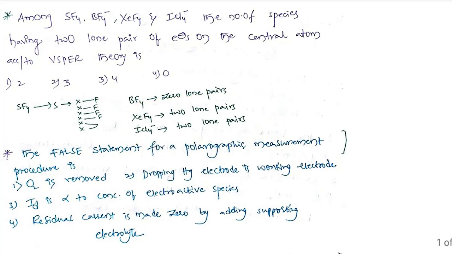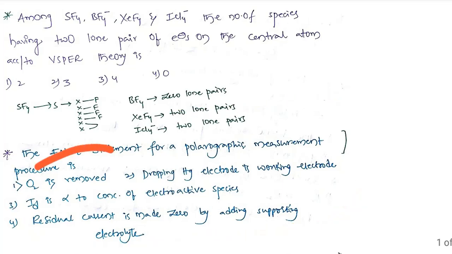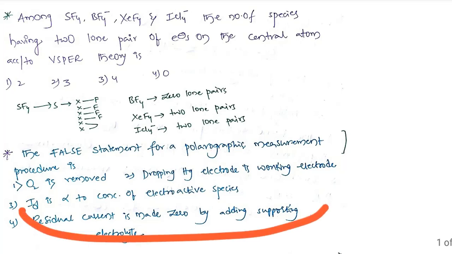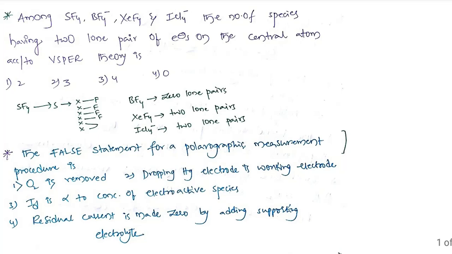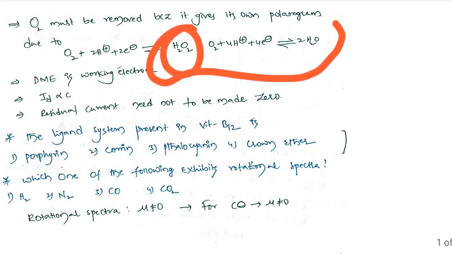Right. Next one, the false statement for a polarographic measurement procedure: O2 is removed, dropping mercury electrode is the working electrode, ID is directly proportional to the concentration of electroactive species, residual current is made 0 by adding supporting electrolyte. Just concentrate on polarographic measurement because we are getting frequent questions on it. Now O2 must be removed because it gives its own polarogram. It can produce H2O2 and water. That's why O2 must be removed in polarographic techniques.